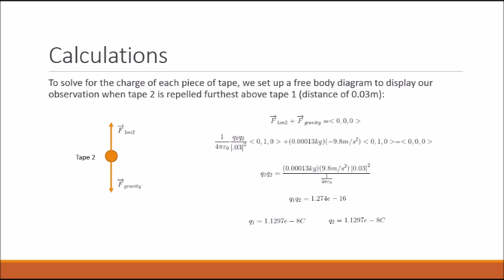Now that we've found the distance between the pieces, R, we can move forward with the calculations. I created a free body diagram to represent the forces acting on tape 2. Because the tape is motionless, the electrical force of tape 1 on tape 2 is equal to the force of gravity acting on tape 2. The calculations are shown on the right.